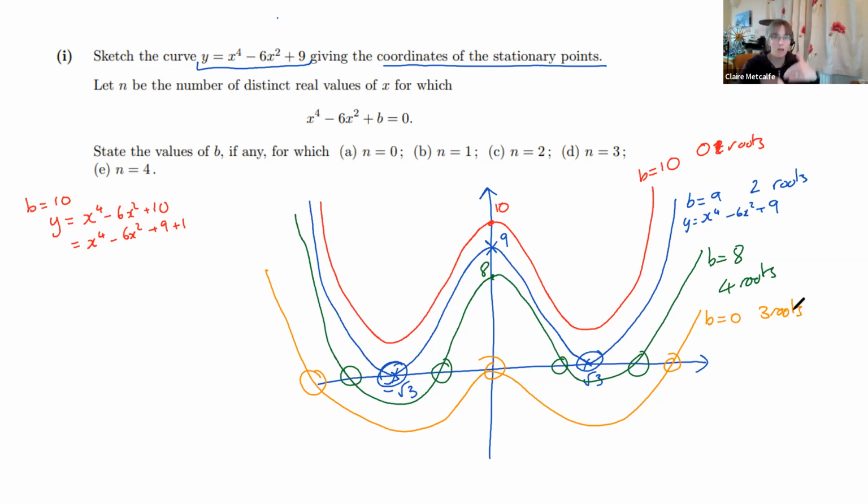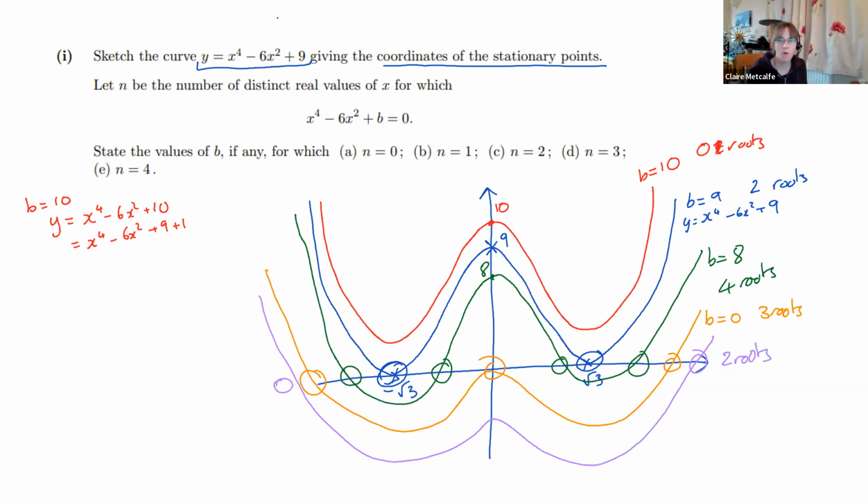And then as b gets lower, that peak of the Mexican hat is going to lie underneath the x-axis. So for anything smaller, you're going to get just the 2 roots. I haven't quite drawn my x-axis long enough.